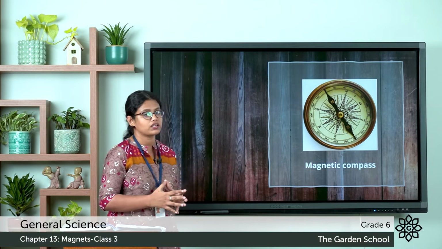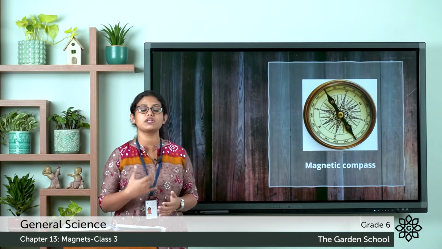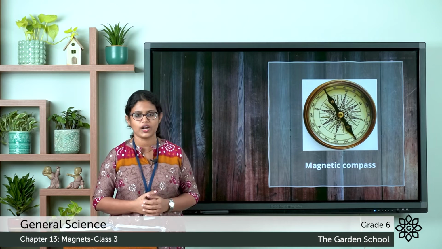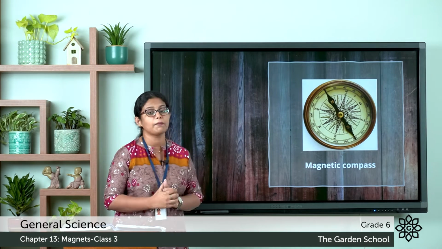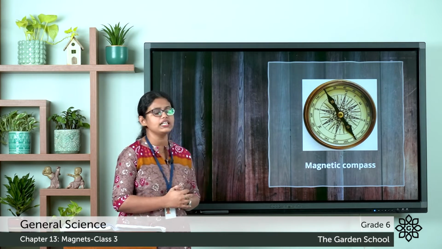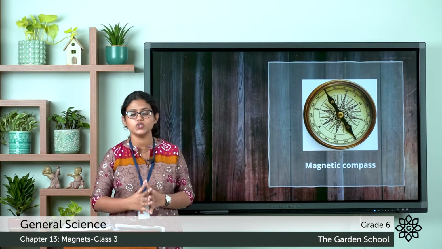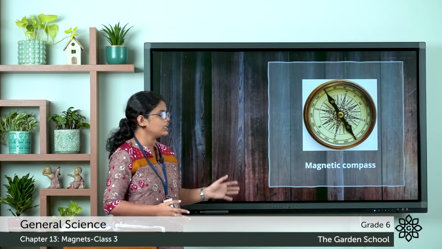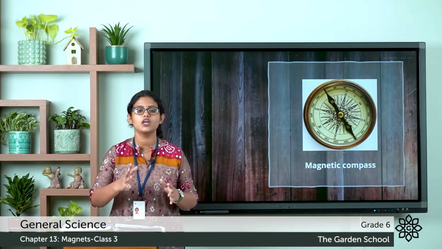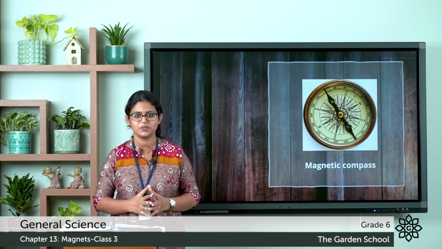So, what is a magnetic compass? It is an instrument that is used for finding direction. As you can see, the magnetic compass has a needle that is a magnet. That is why, no matter where you place the compass, the needle will always remain in the north-south direction.